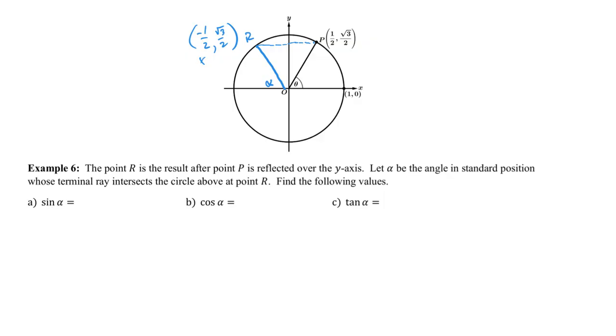So I still have an x and a y, so this should be pretty easy to do. Sine is my y value, square root of 3 over 2. Cosine is my x value, negative 1/2. And tangent is my y over my x. Cross out those 2's. Don't leave the negative in the bottom. We get negative square root of 3.